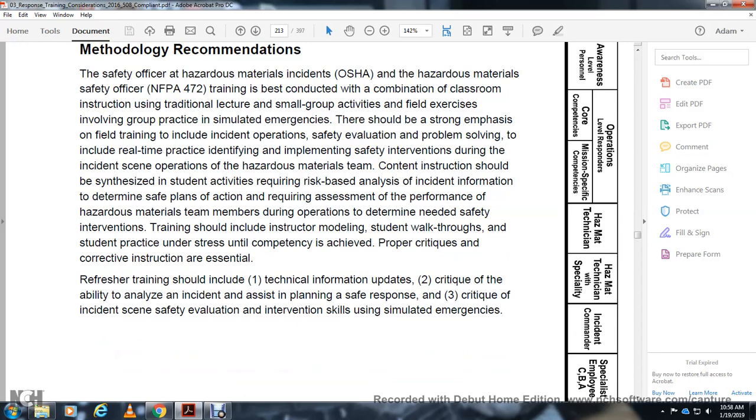The refresher training should include technical information updates and the critical ability to analyze the incident, assist in the plan with the safety response criteria, and practice incident scene safety evaluation and intervention skills using simulated emergencies.